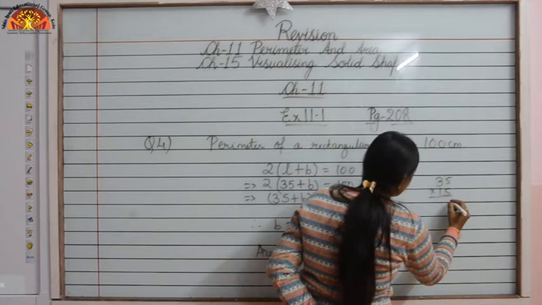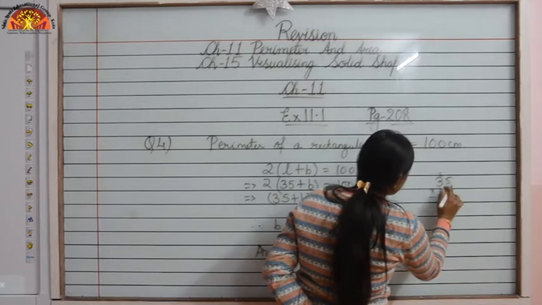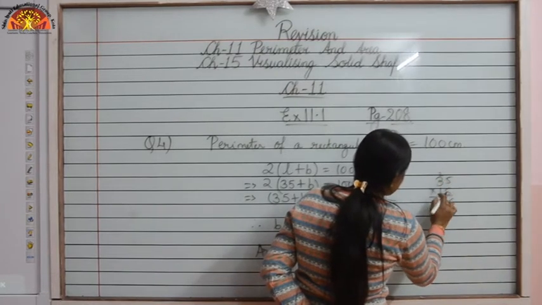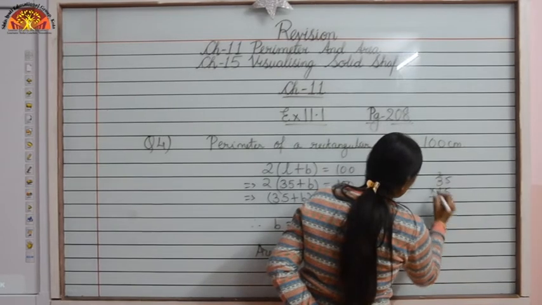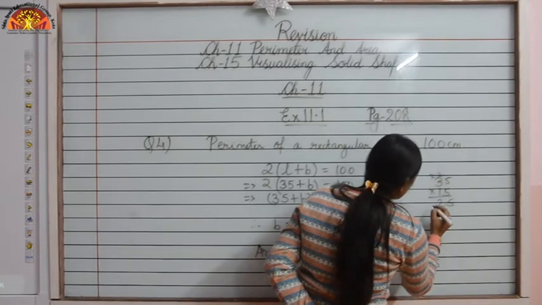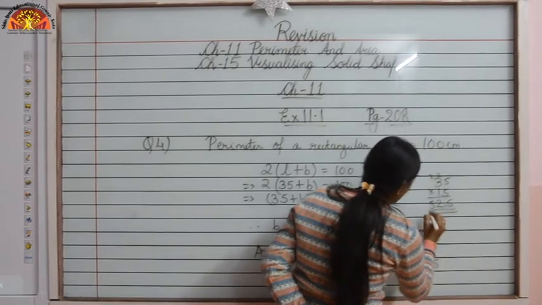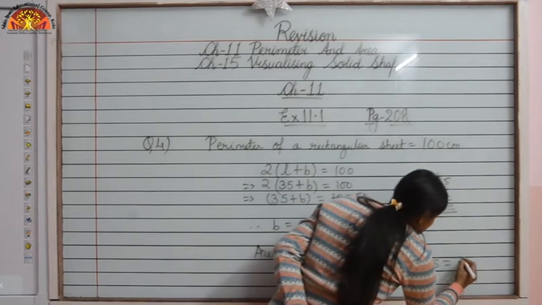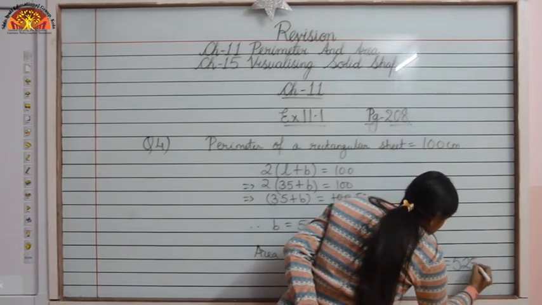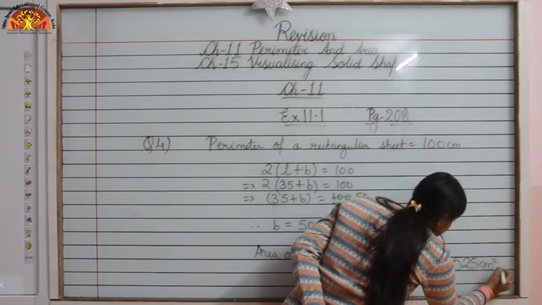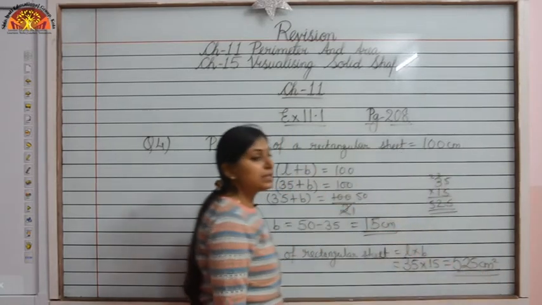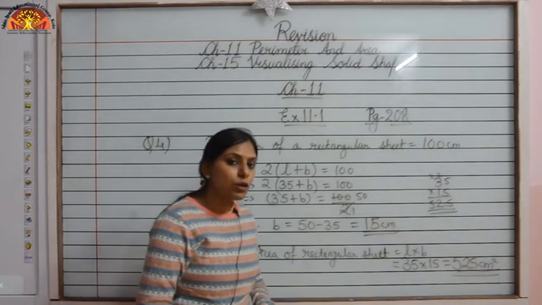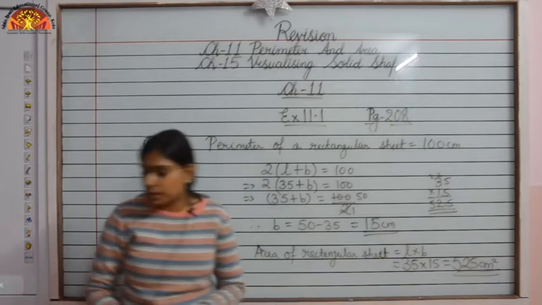So 5 5s are 25, 5 3s are 15 plus 2 is 17, and 17 plus 5 is 22. So 1 into 3 plus 2, it comes out to be 525 centimeters square. So area of a rectangular sheet is equal to 525 centimeters square. Is it clear? I hope children you got this. Now we'll just move to the next one.